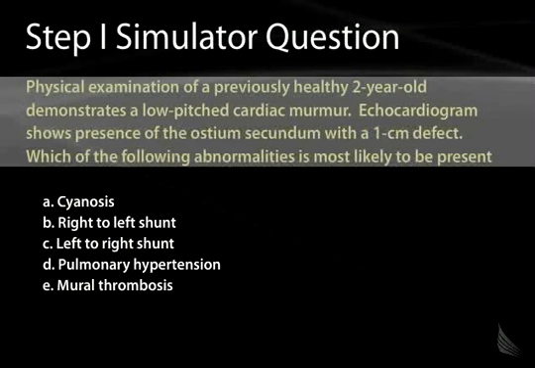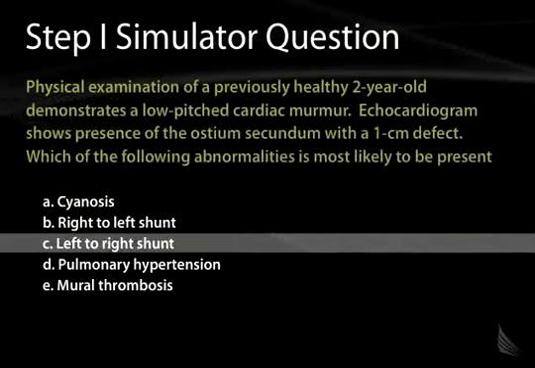On physical exam of a previously healthy 2-year-old, you hear a low-pitched cardiac murmur. Echocardiogram shows presence of an ostium secundum with a 1 centimeter defect. Which of the following abnormalities is most likely to be present? So at this point, this is an example of atrial septal defect that would cause initially a left to right shunt because of the relative differences in pressures in the left heart versus the right heart. Over time, it could ultimately lead to reversal of the shunt right to left and cause Eisenmenger's, but that would lead to a number of symptoms which, per this vignette, the patient does not suffer.